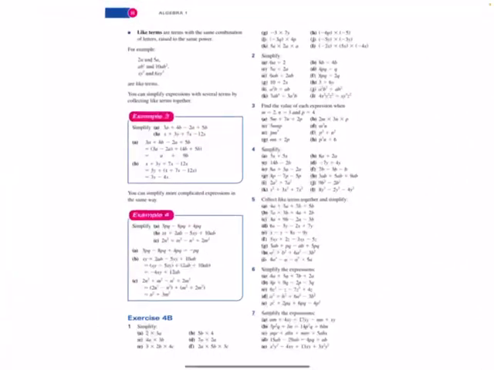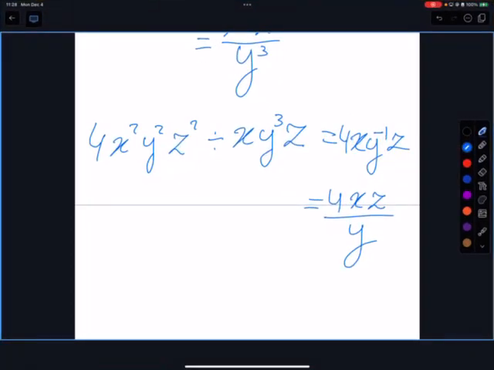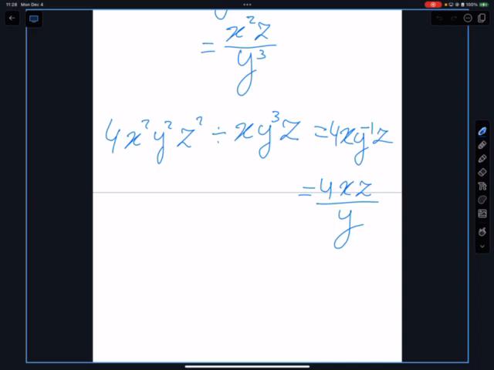One second. Oh, sorry, yeah, Z squared. Sorry, Z squared here. I made a mistake. It's not Z, it's Z squared. Like that, yes. So the answer is 4x divided by y. This was the final answer.